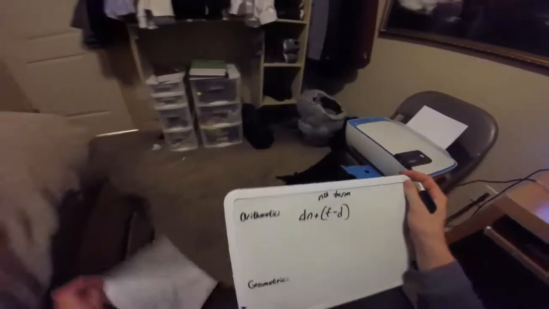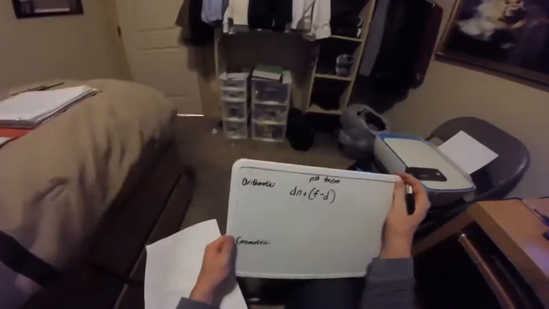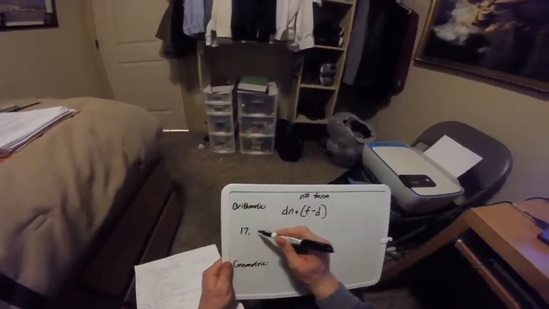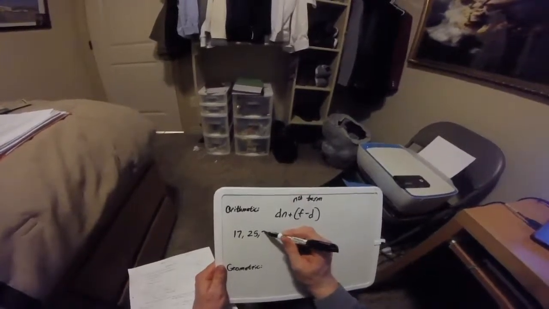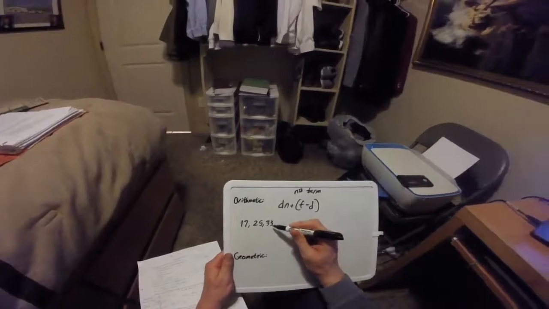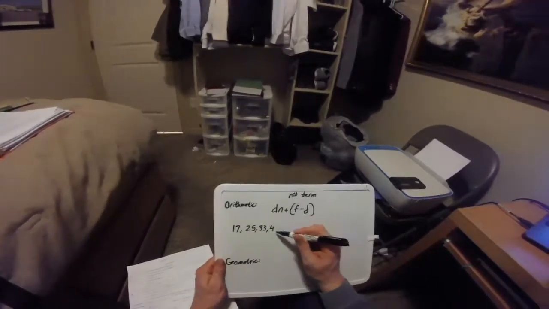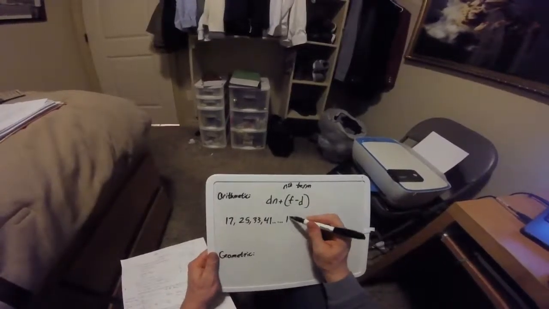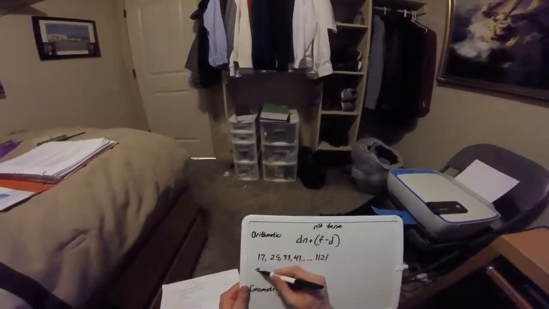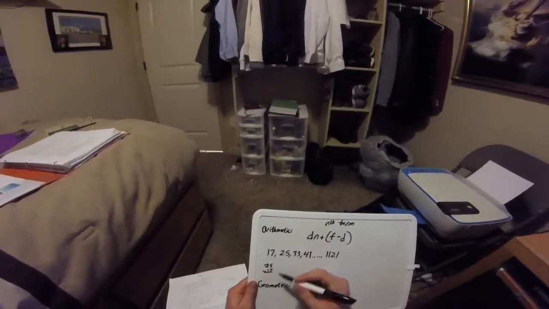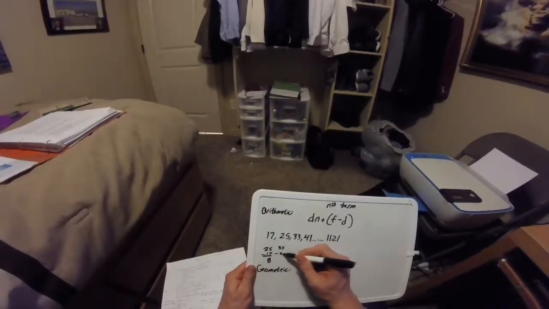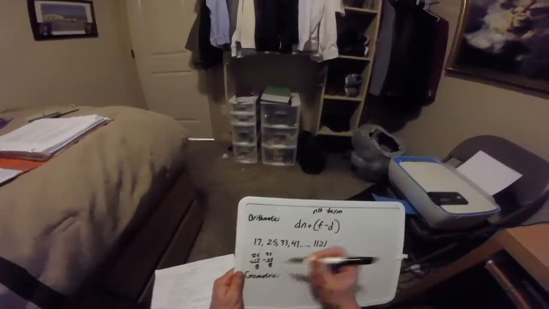let's see, $17, $25, $33, $41, goes on to $1,121. So as you can see, 25 minus 17, that gives us 8. 33 minus 25 also gives us 8. So our difference is 8.